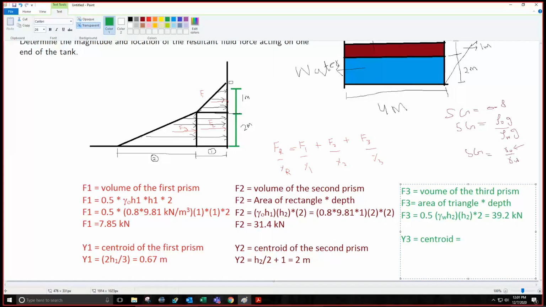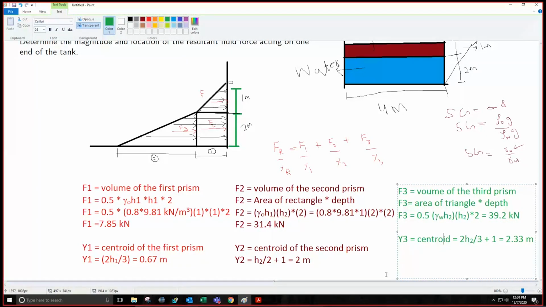Y3 is equal to the centroid of this prism, which is equals to 2h by 3 from the top, so 2h2 divided by 3. And again, because we are measuring from the top, but this is just of the triangle, so we need to add the dimension 1 so that it is the right value, it is the right reference. This is equal to 2 into 2 divided by 3 plus 1, so 2.33 meters. Clear? Is it clear? Yes, sir.